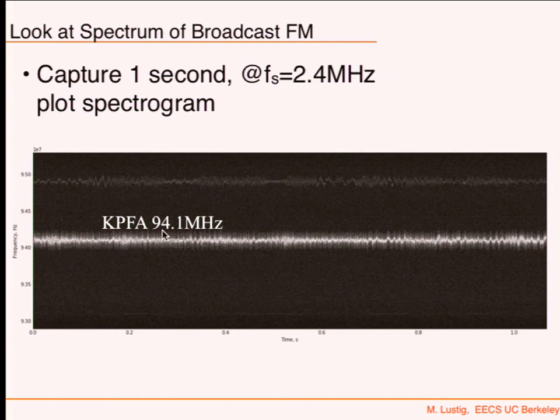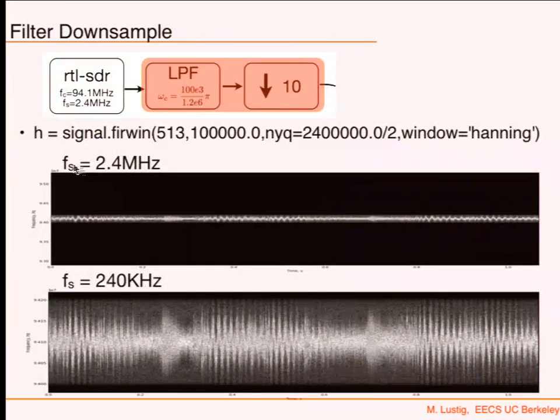Right? Because I chose my RTL-SDR to have a center frequency of 94.1, which means that this is really the zero frequency of the signal that I captured. Okay? So it's really just a low-pass filter. And the bandwidth of FM stations is 200 kilohertz. So I'm going to do it, and you're going to design it very simply. You're going to do this.